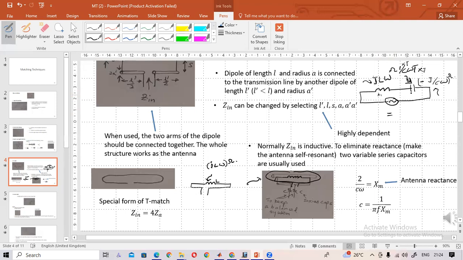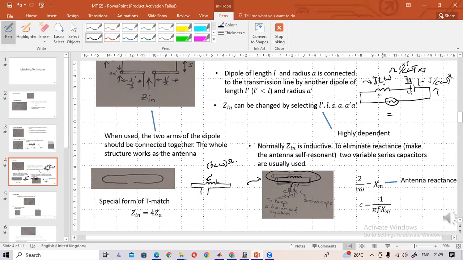If this is R1 and if this is R2, the total resistance will be R1 plus R2. Okay. So now, actually this is what we call impedance. When we add the reactive, capacitive and inductive reactance, it will be an impedance.